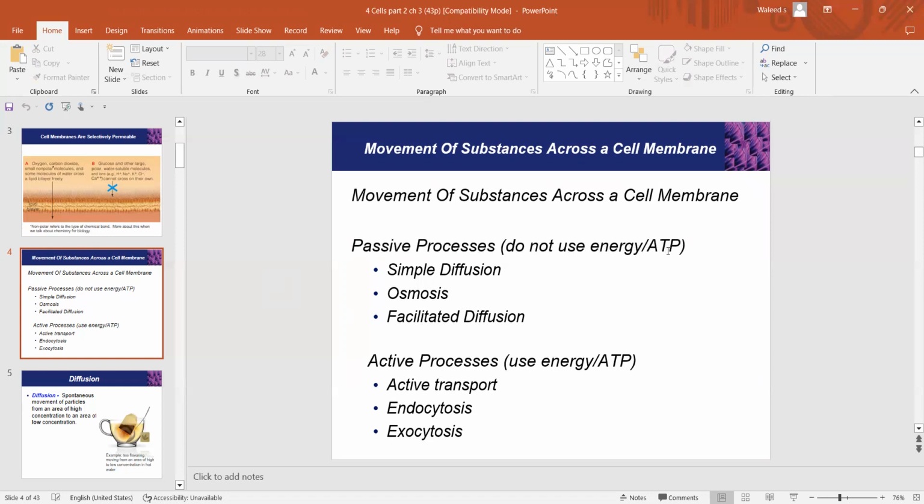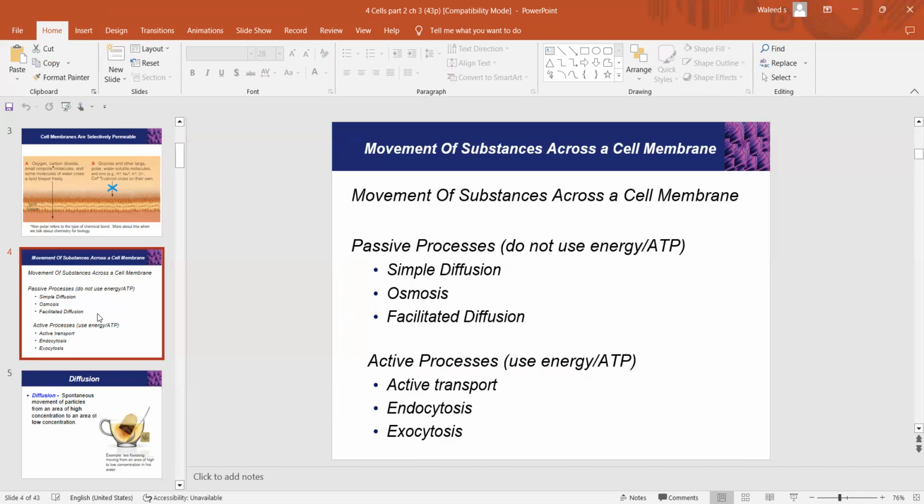So passive, that doesn't use energy in the form of ATP, adenosine triphosphate, can be simple diffusion, osmosis, facilitated diffusion. I know you don't know yet. We will discuss it. I'm just giving you the main points. It can be active. What's active? Using energy, which is ATP. And here we have active transport, endocytosis, and exocytosis.